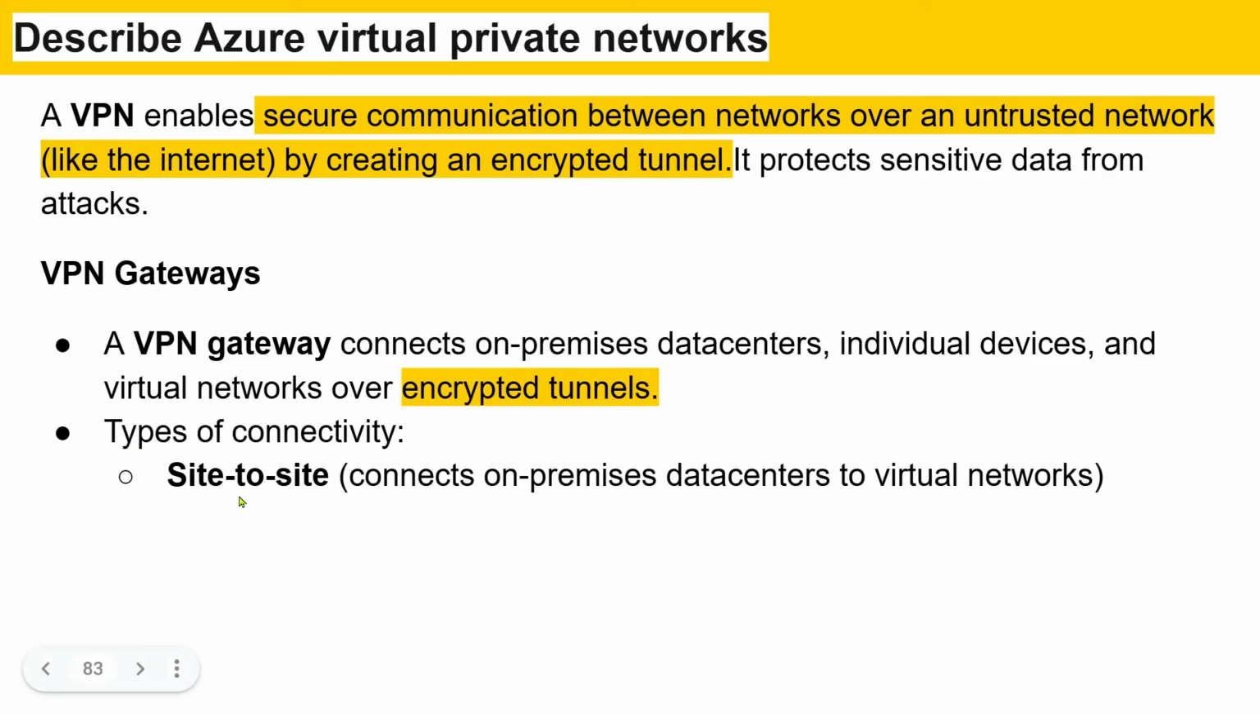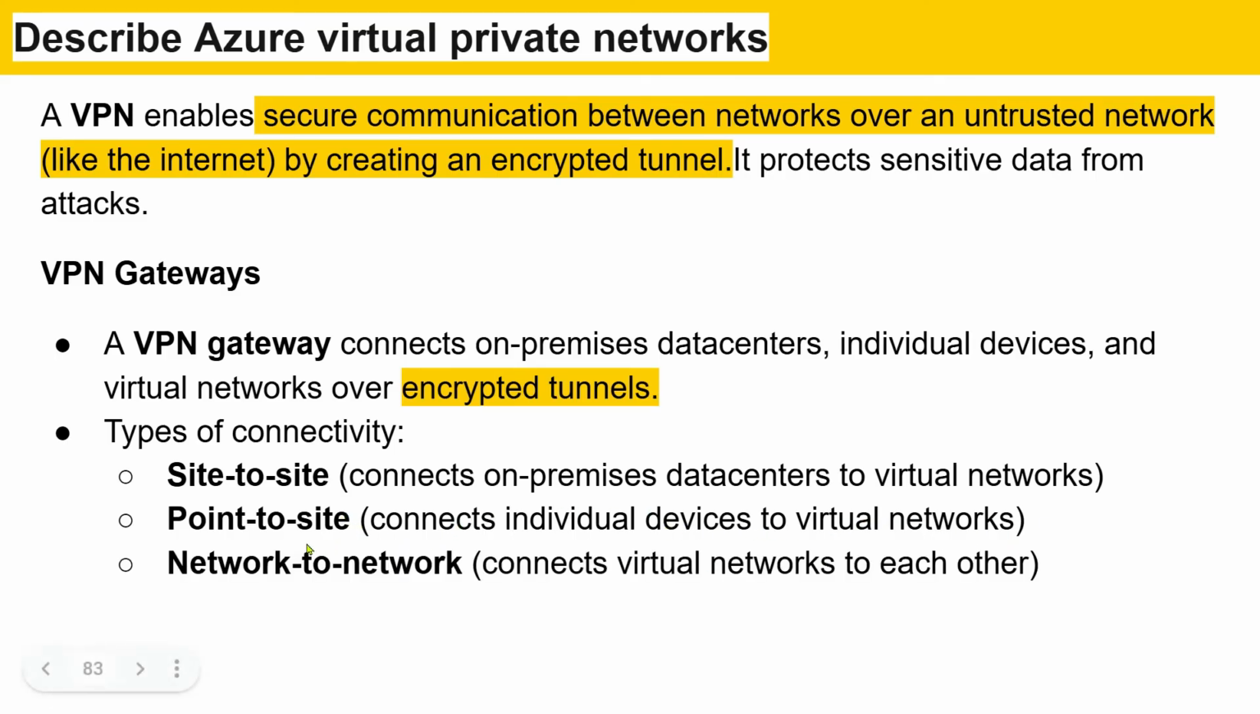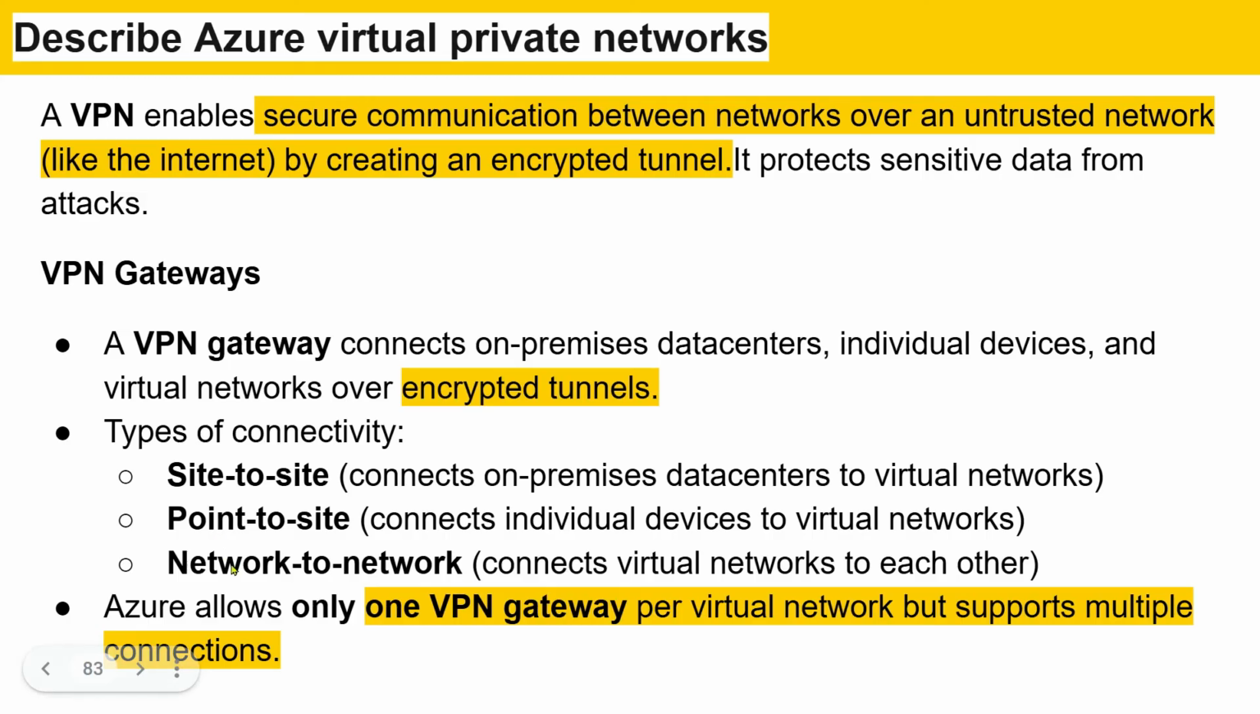Types of connectivity. We have seen this earlier, site to site. That means it connects on-premises data centers to a virtual network. This is the term used, called site to site. Point to site connectivity means it connects an individual device to a virtual network. Network to network means it connects virtual networks to each other. These are the three important terms to take note of. Azure allows only one VPN gateway per virtual network.